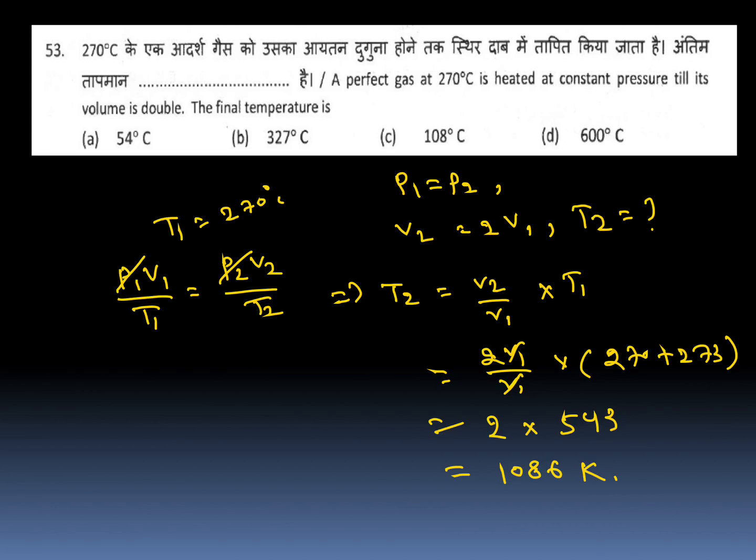So 1086 minus 273, you will get 813 degree Celsius. But in the options, it's not available. Maybe in the data some printing mistake may be there.